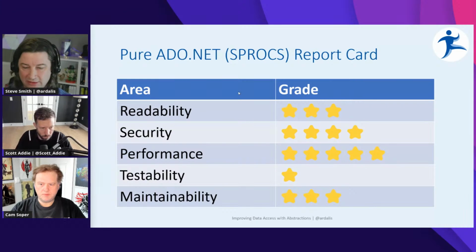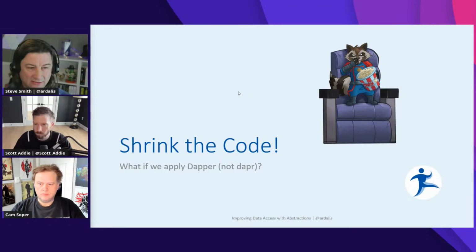Performance is still going to be super good. Testability is still going to be terrible. Maintainability is kind of so-so on this one. It's a little bit better than it was, but not great. All right, so what else can we do?